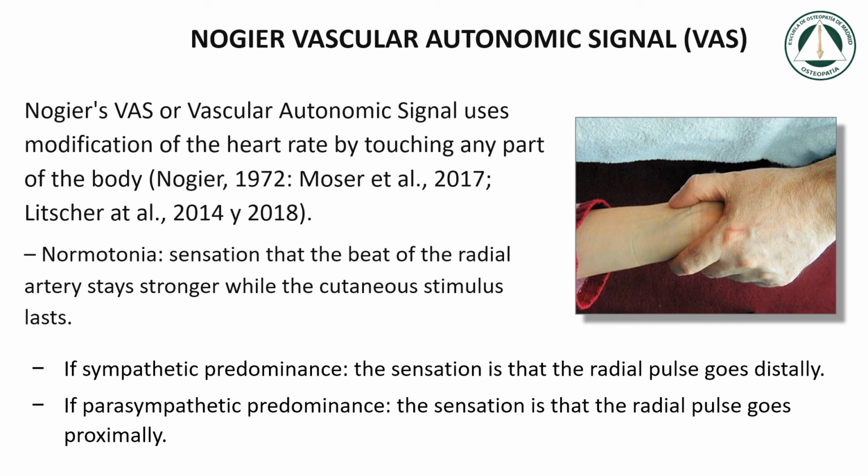Nogier vascular autonomic signal, VAS. Nogier's VAS, or vascular autonomic signal, uses the modification of the heart rate by touching any part of the body. In cases of normotonia, you will observe that the beat of the radial artery stays stronger while the cutaneous stimulus lasts. If there is a predominance of the sympathetic, the sensation is that the strongest point of the radial pulse goes distally. If there is a predominance of the parasympathetic, the sensation is that the strongest point of the radial pulse goes proximally.